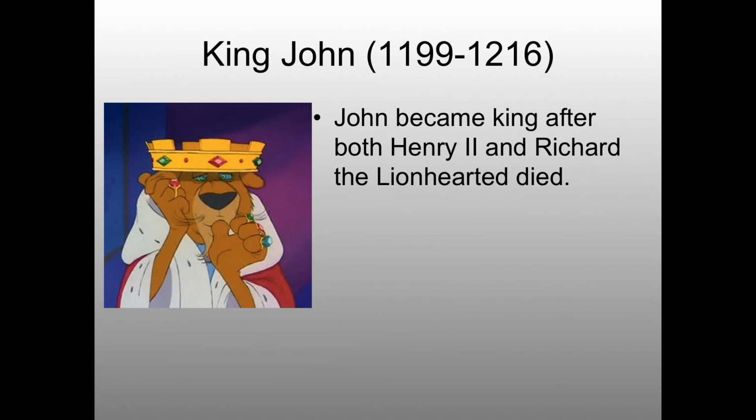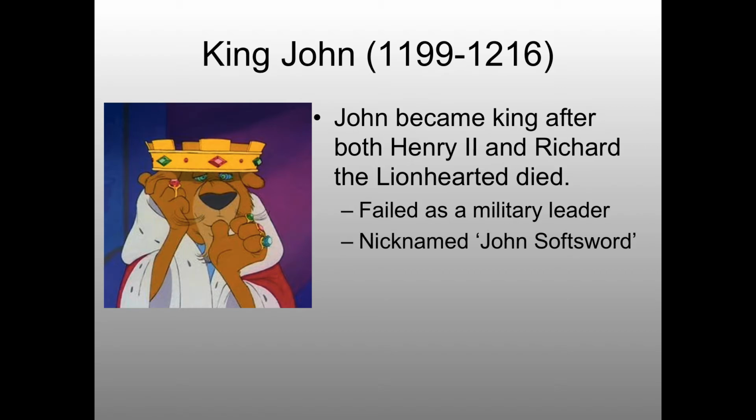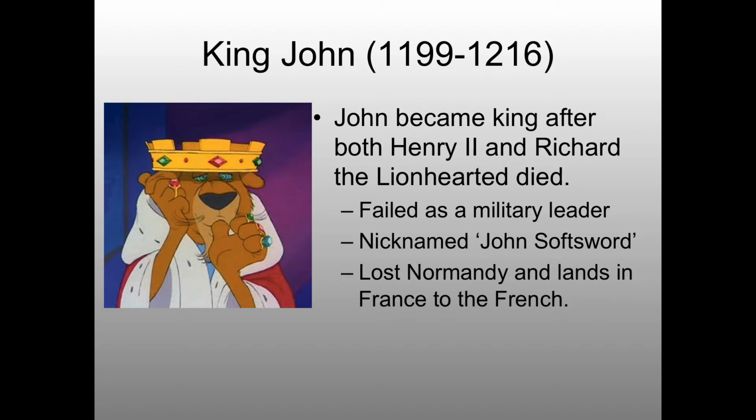King John is going to become the king after Henry II and Richard the Lionheart died. He is a failed military leader. He's nicknamed John Softsword because he is such a failed military leader. He's going to lose Normandy and lands in France to the French. So William the Conqueror's lands that he had in Normandy, which is northern France, are going to be lost due to King John's timidity.